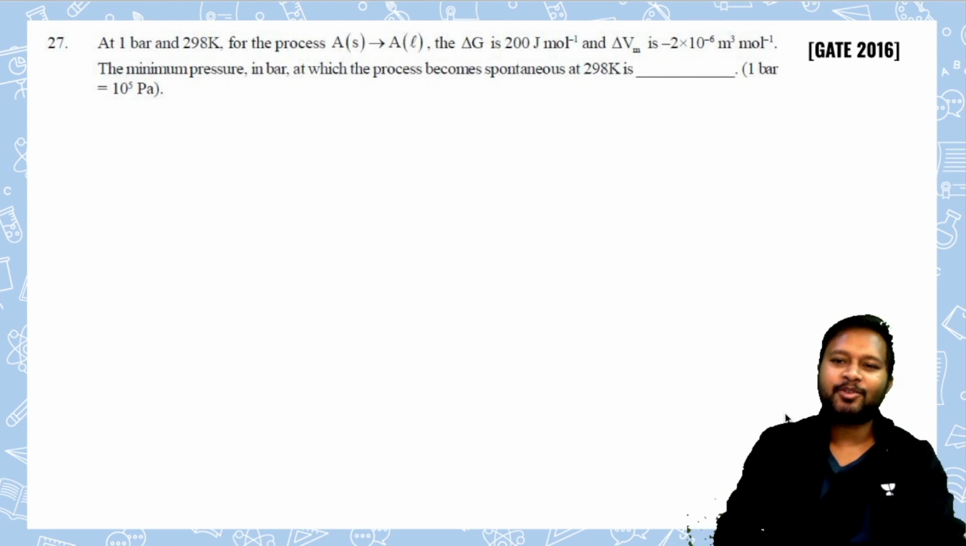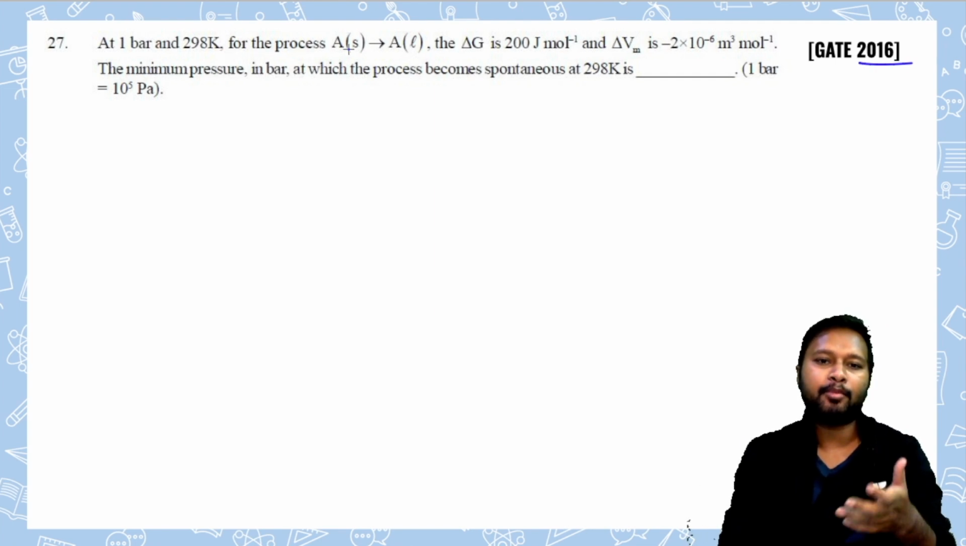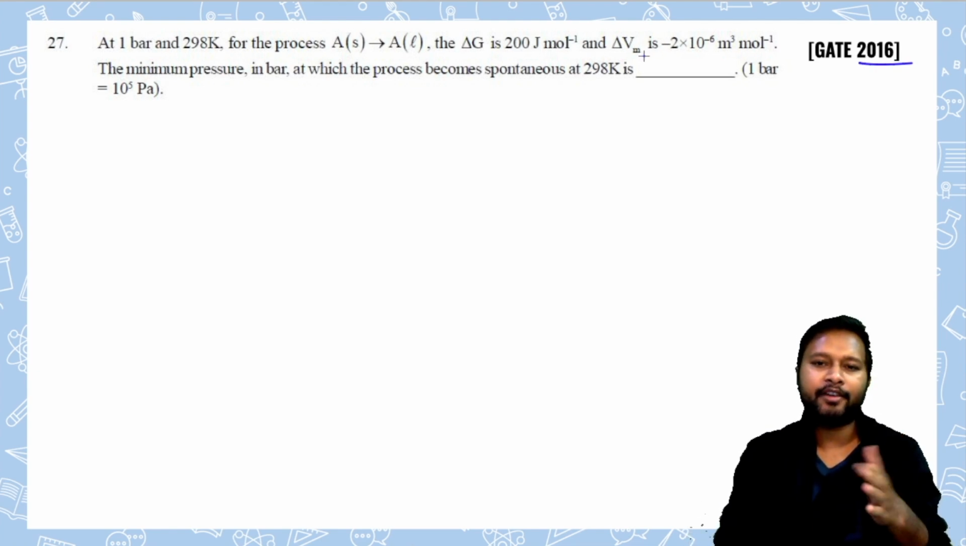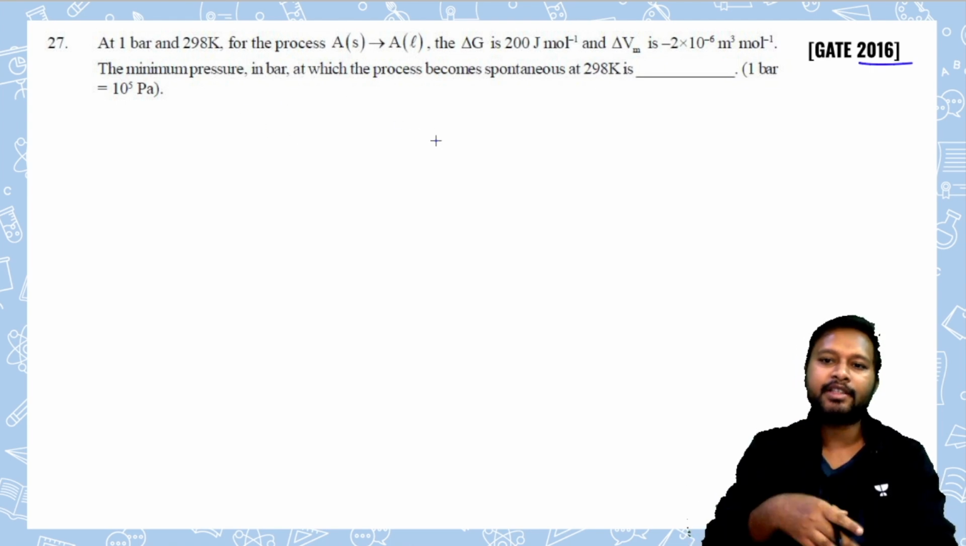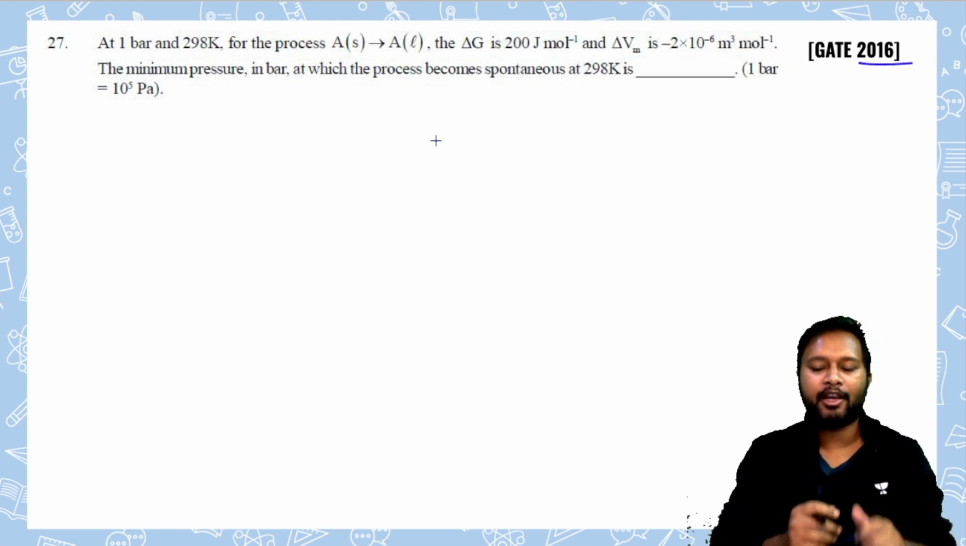Alright guys, let's try this question which was asked in GATE 2016 exam. The question says that at 1 bar and 298 Kelvin, for the process of a solid converting into a liquid, the delta G is given to us as 200 joules per mole. Delta Vm is given to you as minus 2 into 10 to the power minus 6 meter cube per mole. The minimum pressure in bar at which the process becomes spontaneous is, okay, it's given 1 bar, you have to take it as 10 to the power 5 Pascal. So they have helped you in that.